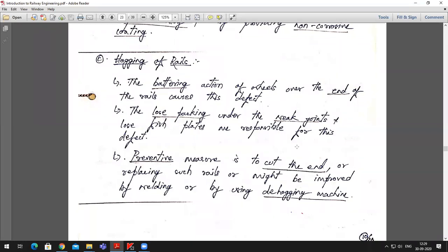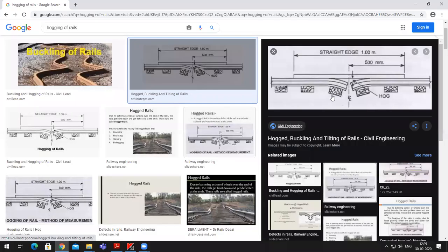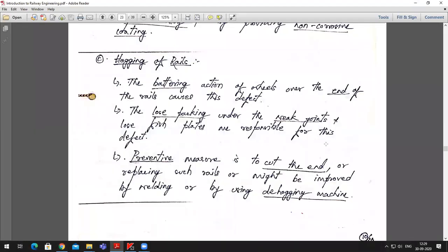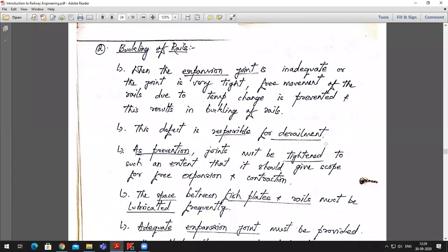There are a lot of advanced machineries being used these days, wherein the ends of the rails would be heated. These ends would be heated by in situ furnaces, and then dehogging machineries are available, which will make it regain its shape. It will be allowed to cool, and once it is standard, it will be fixed and rectified. That's how the process would be. So that is about hogging of rails.